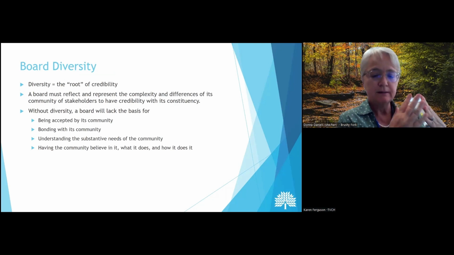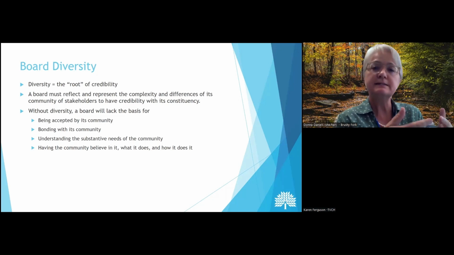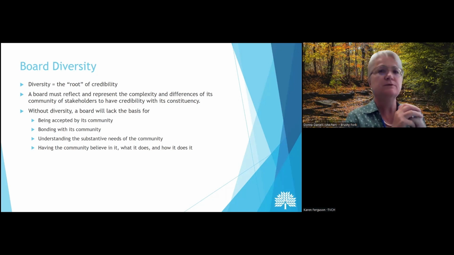So you're going to represent really the complexity of the people you're serving and the complexity of the work that you're doing. So your board really should reflect and represent the complexity and the differences of its community of stakeholders to have credibility with the constituency that you serve. And so those board members should bring skill sets, and they should also be able to relate to the folks that you're working with. Without this kind of diversity, your board could lack these things.